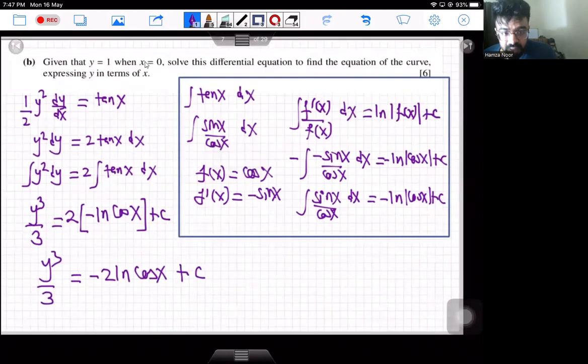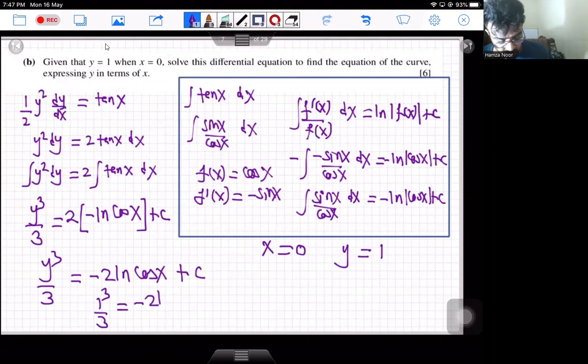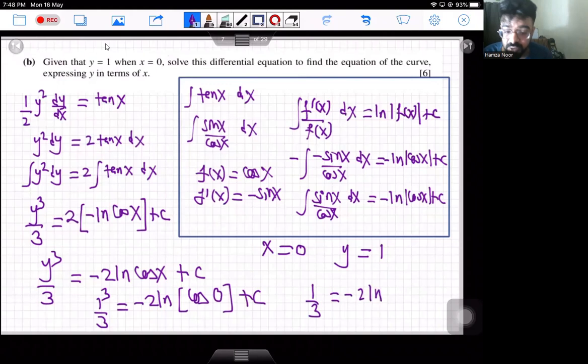The condition given to us is that when x equals 0, y equals 1. We need to use this condition to find the value of c. When x is equal to 0, y is equal to 1. So 1 cubed over 3 equals minus 2 ln cos 0 plus c. So 1 over 3 equals minus 2 ln, and since the value of cos 0 is 1, this is minus 2 ln 1 plus c. Since ln 1 is equal to 0, therefore c equals 1 over 3.